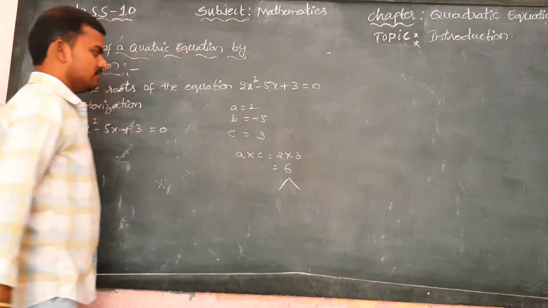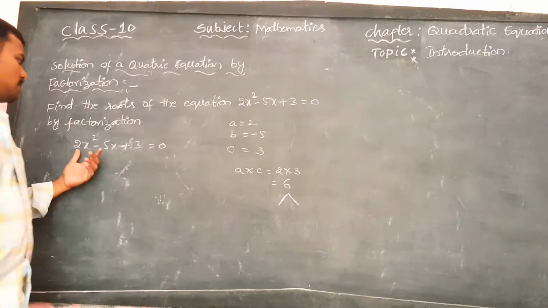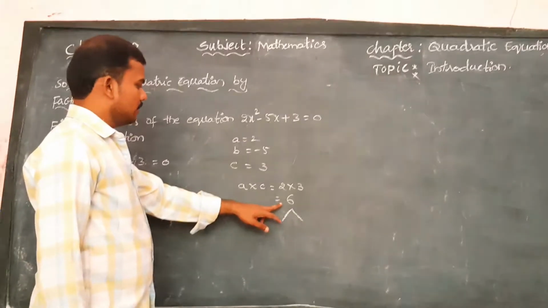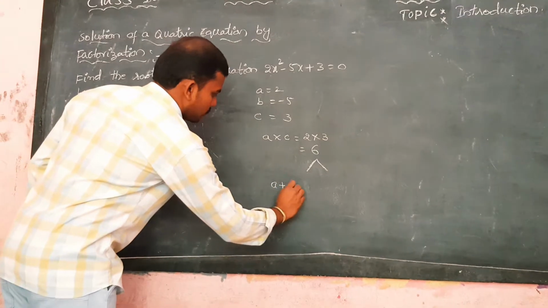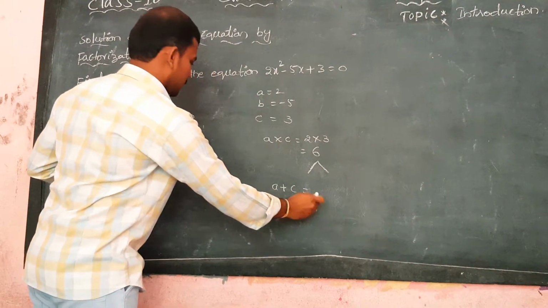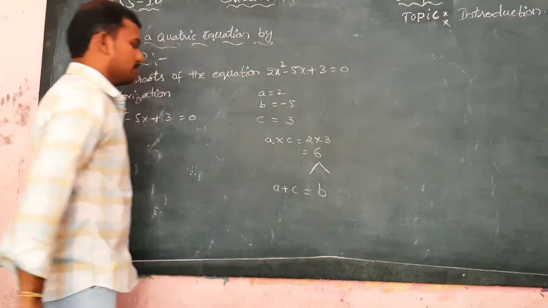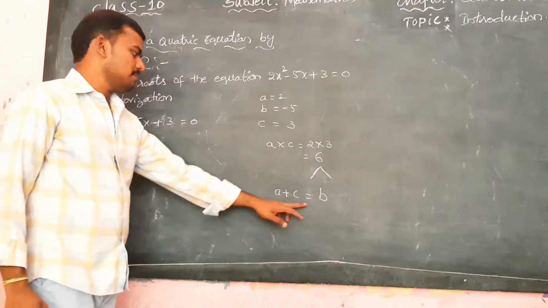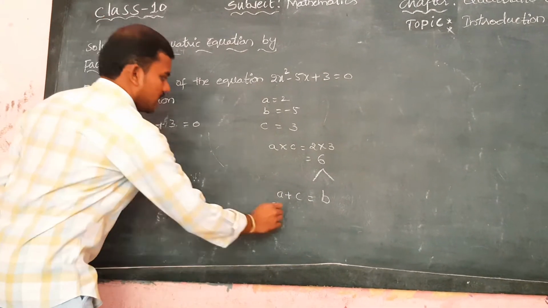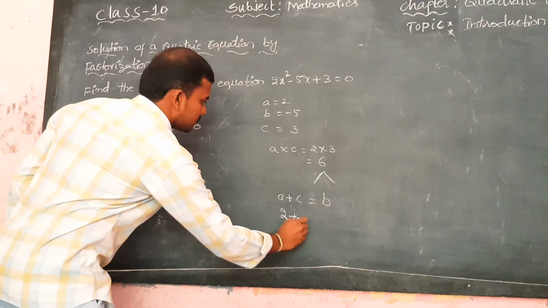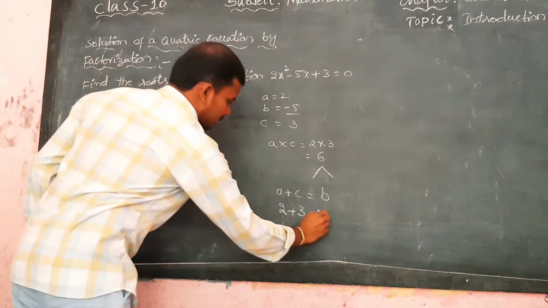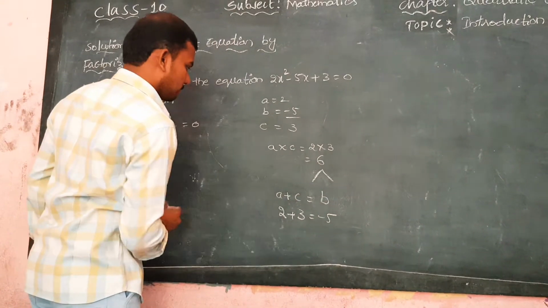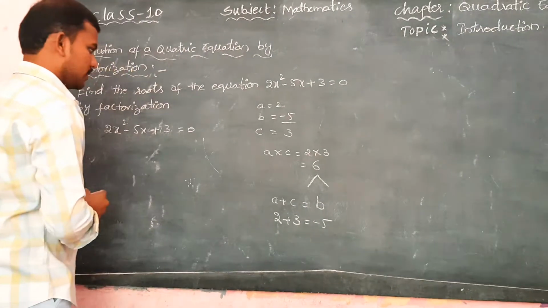So the product of the two terms will be 6, and the sum of the terms must be equal to b. Here a is 2 and c is 3, and the b value is equal to minus 5.